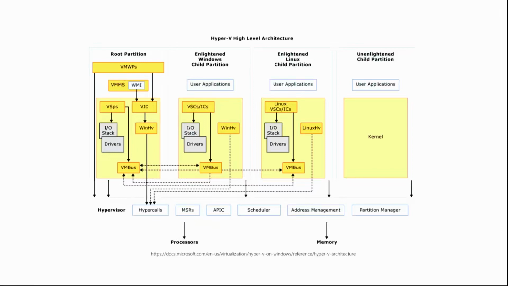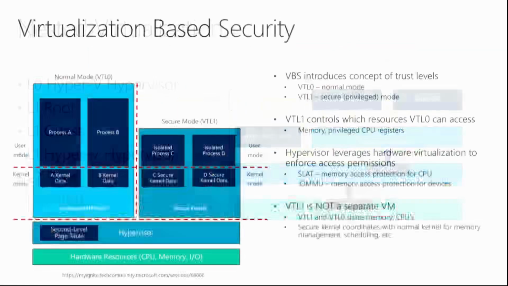So if we look in the root partition, we have what's called the virtualization stack, and there's a number of components. So for each child partition you're going to have a corresponding worker process, the VMWP. And the purpose of the worker process is to orchestrate the life of the VMs and to communicate with the VID. The VID is the virtualization infrastructure driver. And this one essentially provides services such as the partition management, virtual processor management, and memory management services for the partitions.